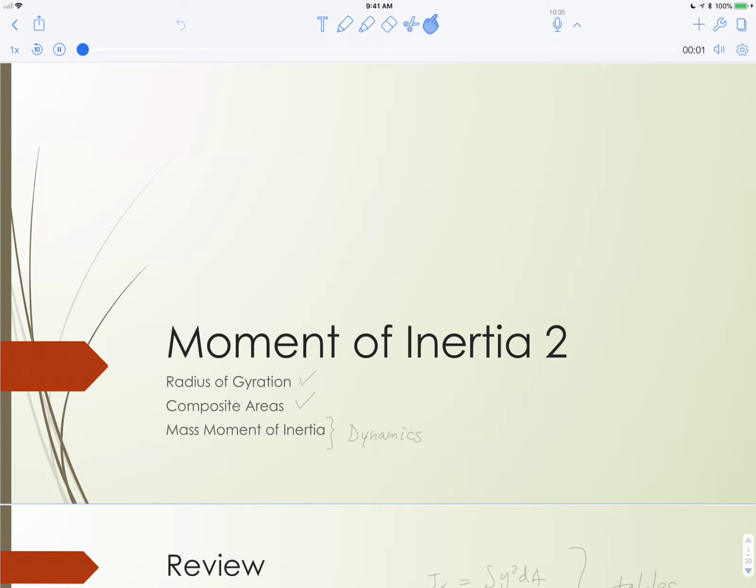I'm going to finish up this chapter 10 on moment of inertia by picking up a few last miscellaneous topics. We'll talk about radius of gyration, how to handle composite areas or things that are made up of different shapes, and finally the last topic will be mass moment of inertia, which you will use in dynamics. The area moment of inertia, which we've done so far, is what you'll use in mechanics of materials.